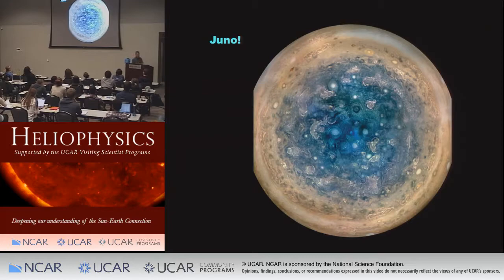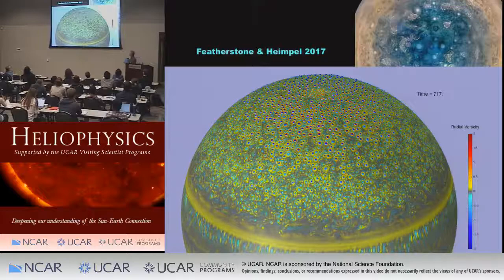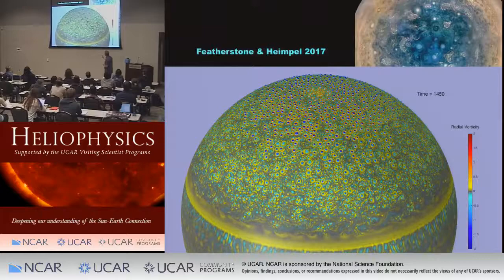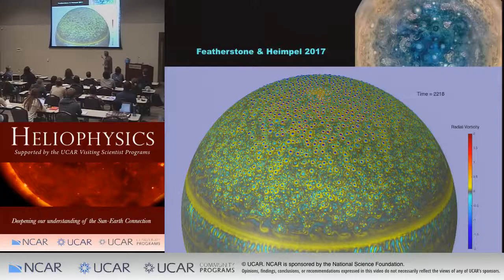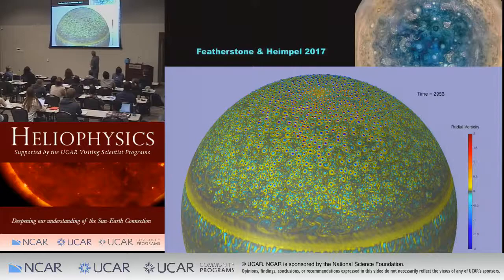This is a simulation from Nick Featherstone here at Colorado. This is a high-resolution numerical simulation. Let's see. So the blue ones are counterclockwise. Yes, these are anticyclones. So these are the rotation rates. So this is looking down at the North Pole. So you get all these little vortices.